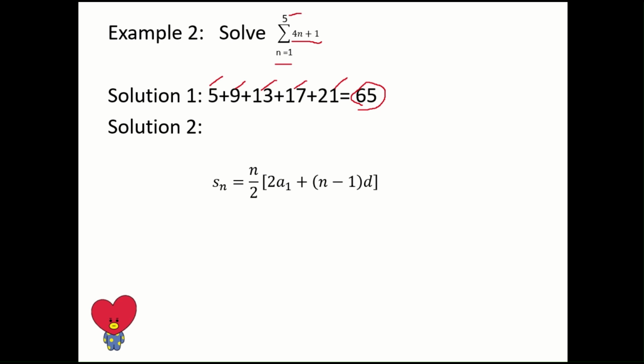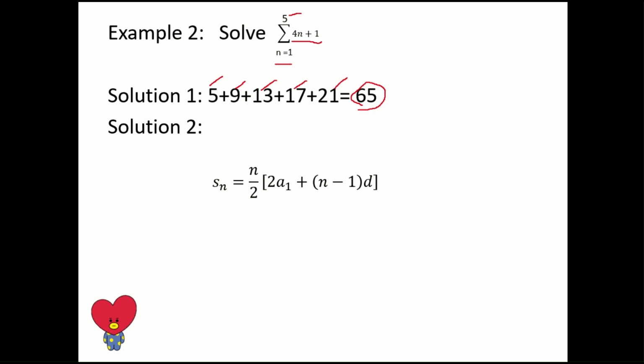But the listing method is not applicable to every example or to every given. Why? There are cases that the index starts at 1 but ends not with 5, but with 25, 50, 100, 200, 500, and you cannot do the listing method in that case. That is why we have the formula here. The formula here gives us the convenience on how we solve it easily.